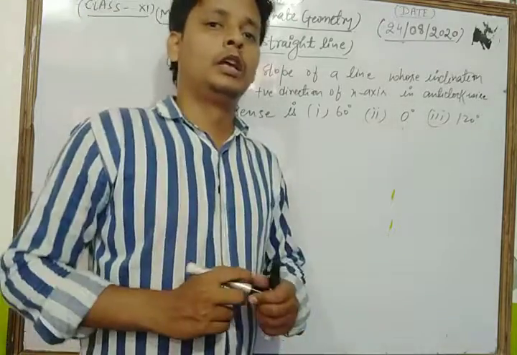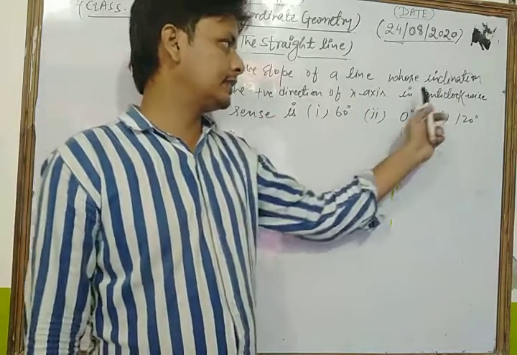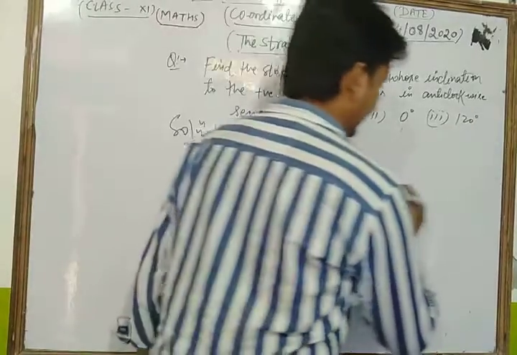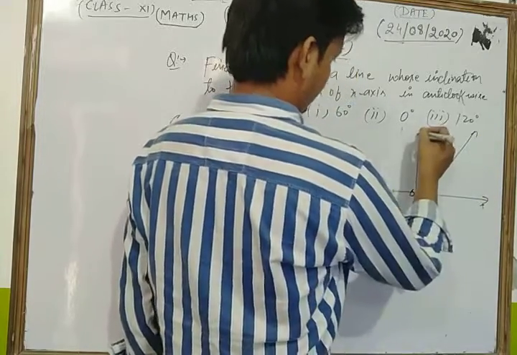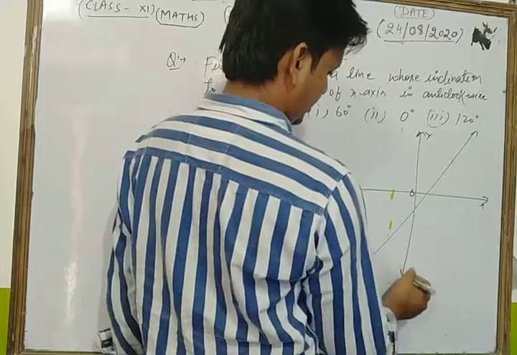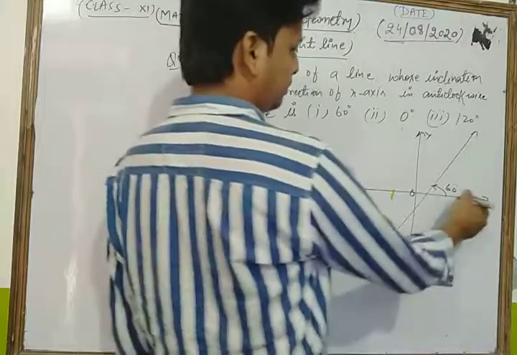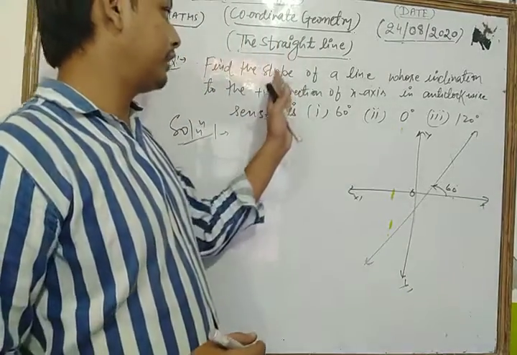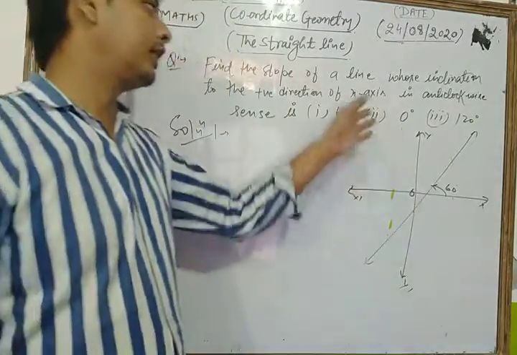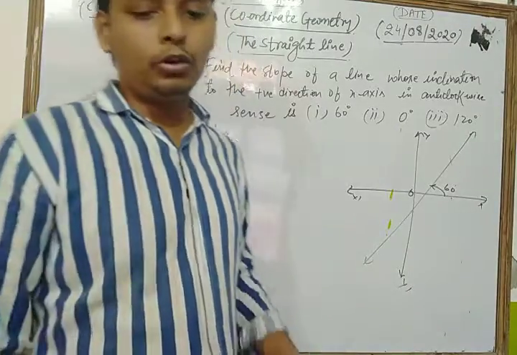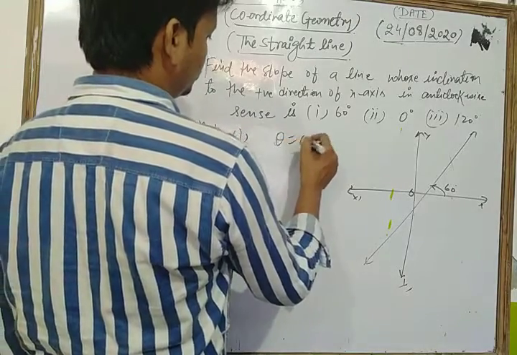Dear students, here our question is to find the slope of a line whose inclination to the positive direction of the x-axis in anti-clockwise sense is given, meaning all angles are in the anti-clockwise sense. Suppose that this is the 60 degree angle, taking the first angle as 60 degrees with the positive direction of x. First, we take the first part of the question. Here theta is equal to 60 degrees.